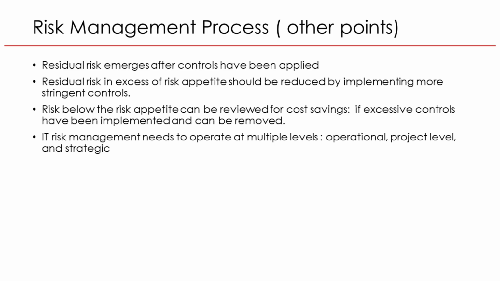Example: operational risks might be handled by IT support, project risks by project managers, and strategic risks by executives through enterprise risk reporting. In short, residual risk management ensures that risk remains at acceptable levels, while multi-level risk oversight keeps the organization secure, efficient, and aligned with its overall objectives.